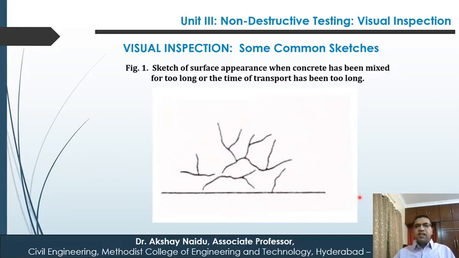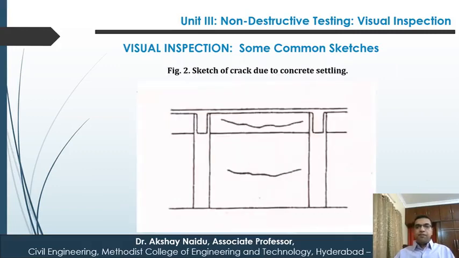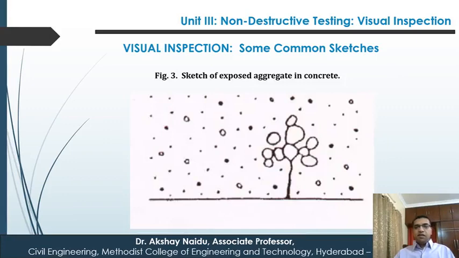So, sketch of a surface appearance when concrete has been mixed for too long or time of transport has been too long. That means already initial set has taken place before concrete is placed. So there will be a lot of improper non-homogeneous cracking. So this is a picture. Then sketch of crack due to concrete settling crack. This is an example. Then sketch of exposed aggregate and concrete.